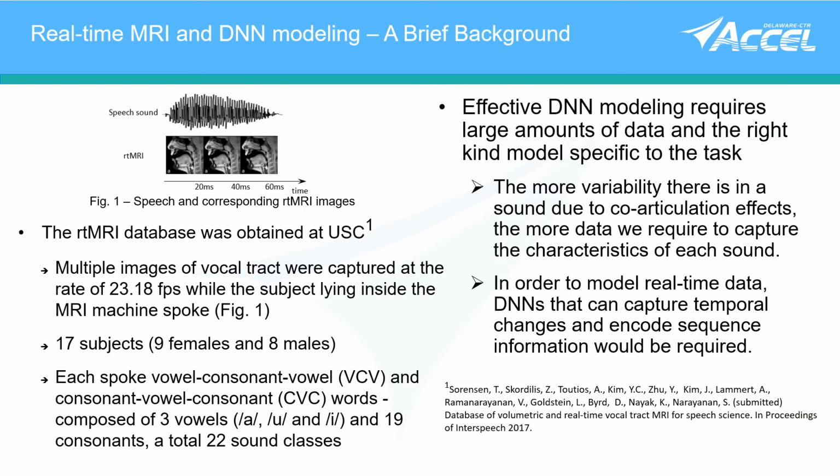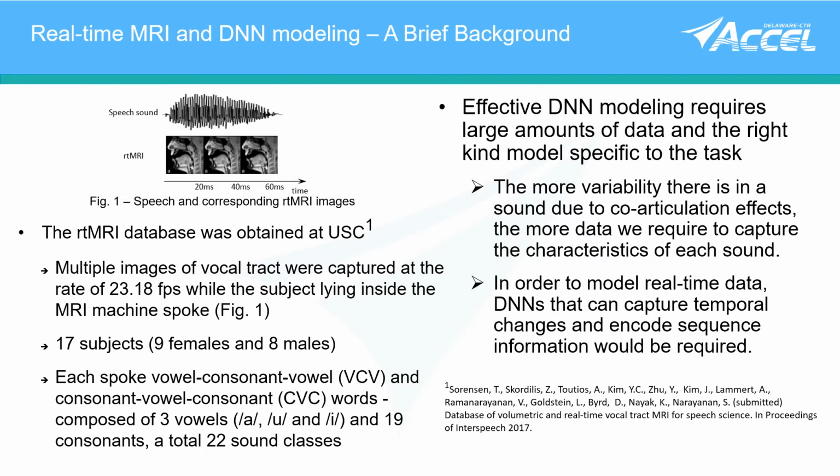The real-time MRI captured images of the entire vocal tract, examples of which are shown in the figure, as the subject who was lying inside the MRI machine spoke. In order to capture the dynamic movements within the vocal tract during continuous speech, each subject spoke VCV and CVC words that used 3 vowels and 19 consonants, which made a total of 22 sound classes.